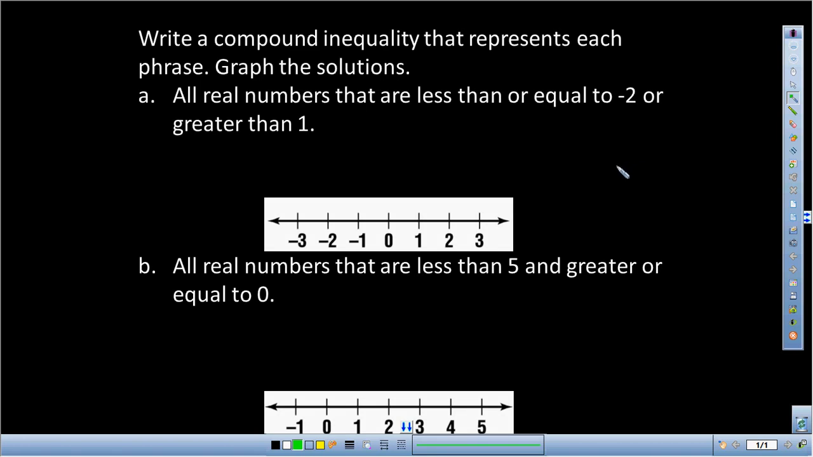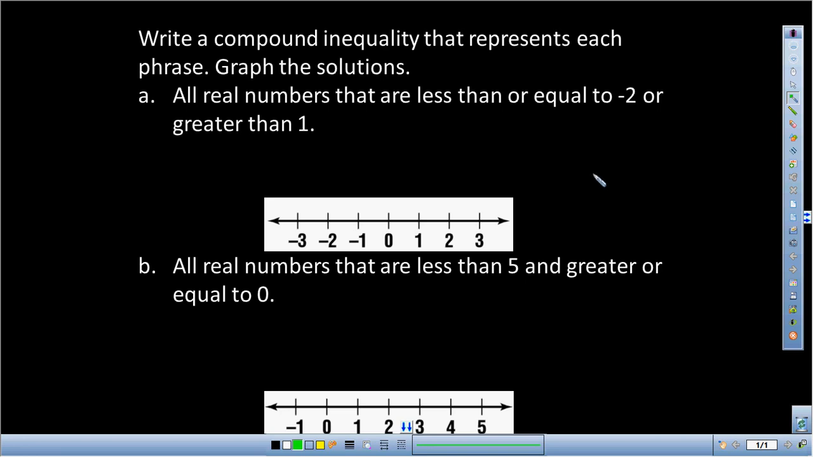Let's take a look at some compound inequalities. Now remember, a compound inequality is basically just two distinct inequalities that are joined together by either the word "and" or the word "or". So think of it kind of like a two for the price of one inequality, where we have two inequalities that we're combining to make a single compound inequality. So we're going to take a look at a couple of examples here.